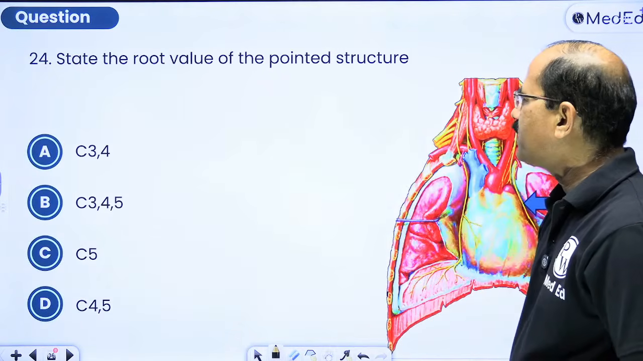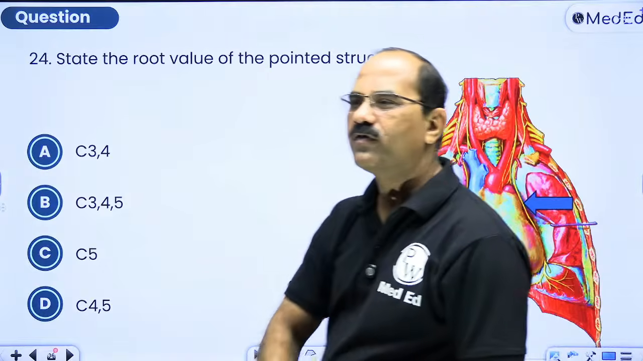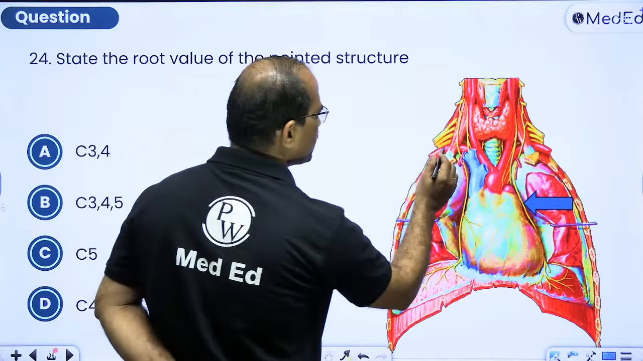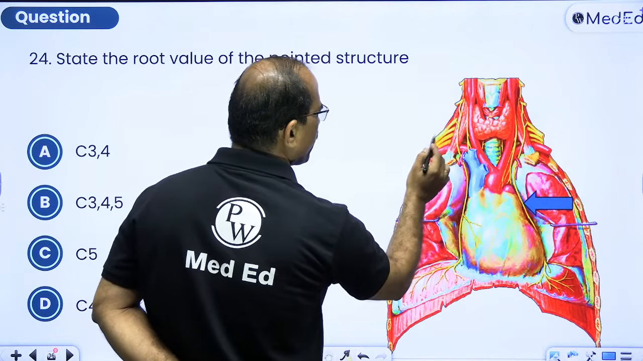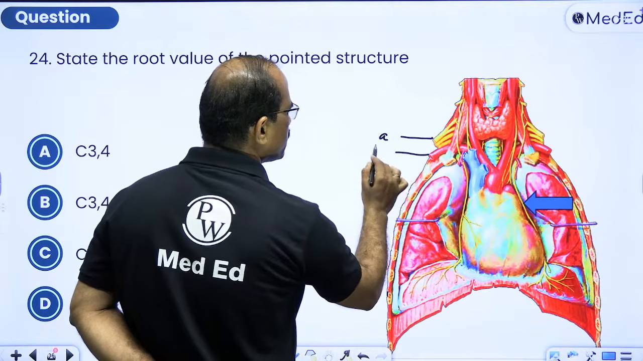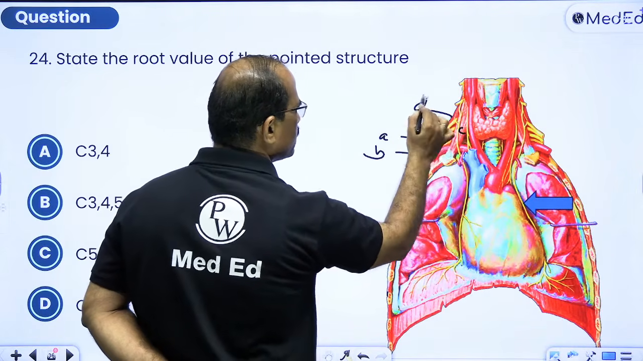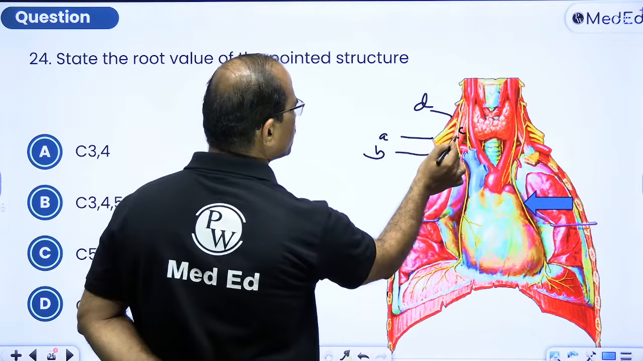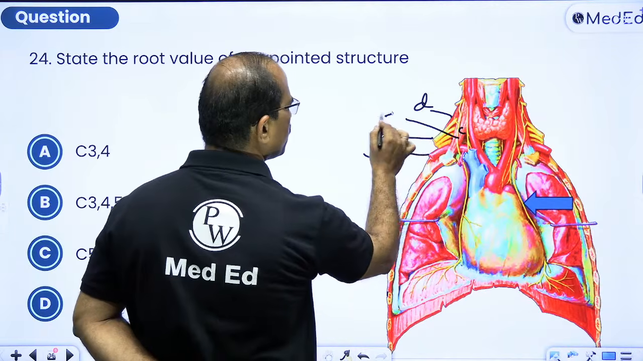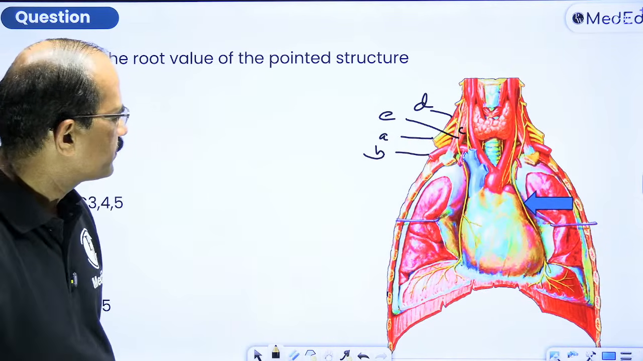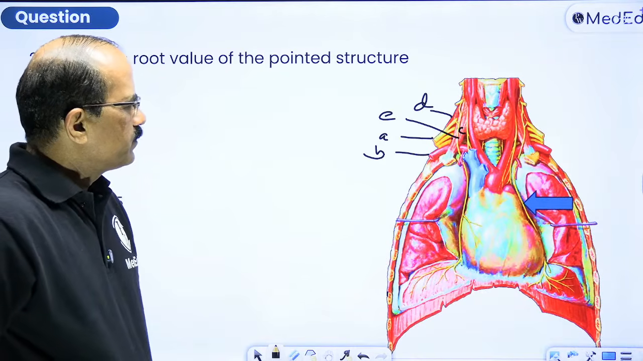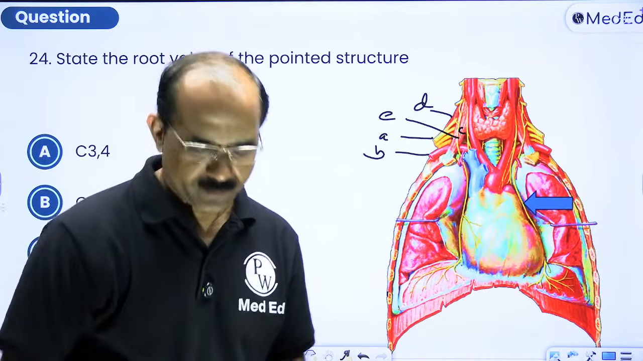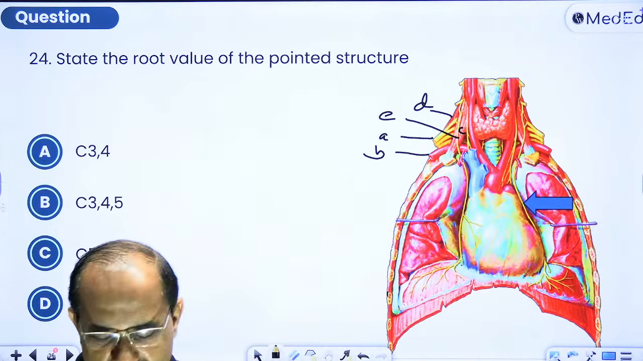Okay, see the next. State the root value of the pointed structure. This is a very important visual for you. Children, can you answer this slide? Come on, I'll start with this. What is this? This is A, this is B, this is C, this is D, this is E. Answer this. Who is this? Answer this, children.